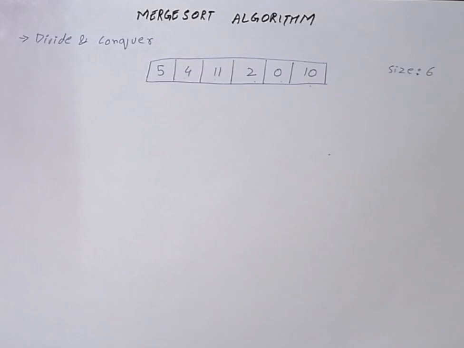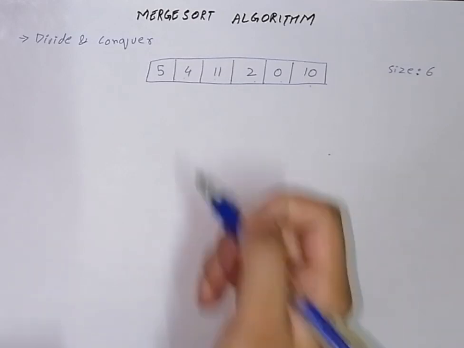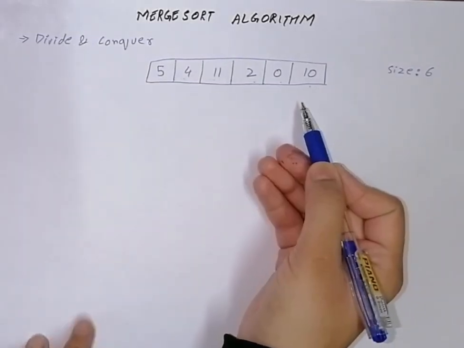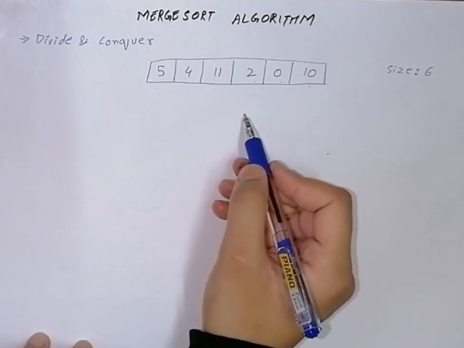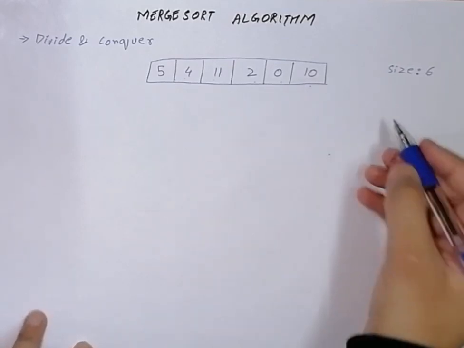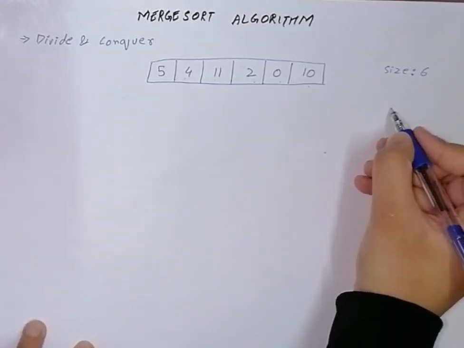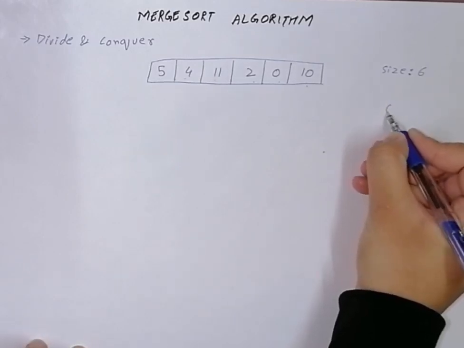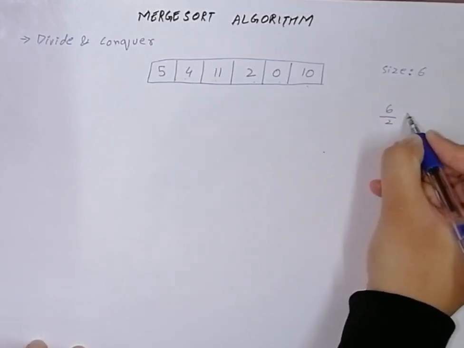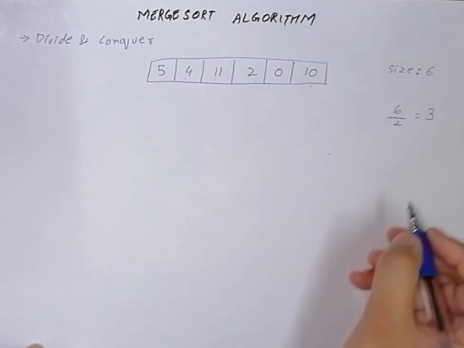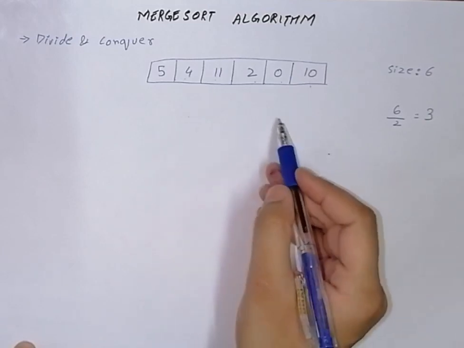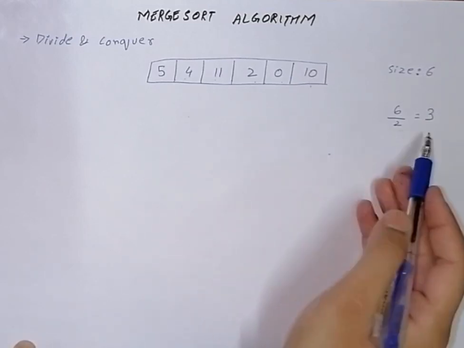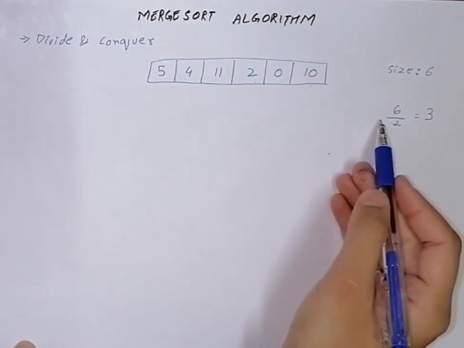How this algorithm works is, we cannot just directly jump into shuffling or sorting this array. We divide this larger problem into smaller sub problems. At step number 1, we divide 6 by 2. What do we get in the result? 3. That is, we create two arrays of size 3, because 2 multiplied by 3 is equal to 6.